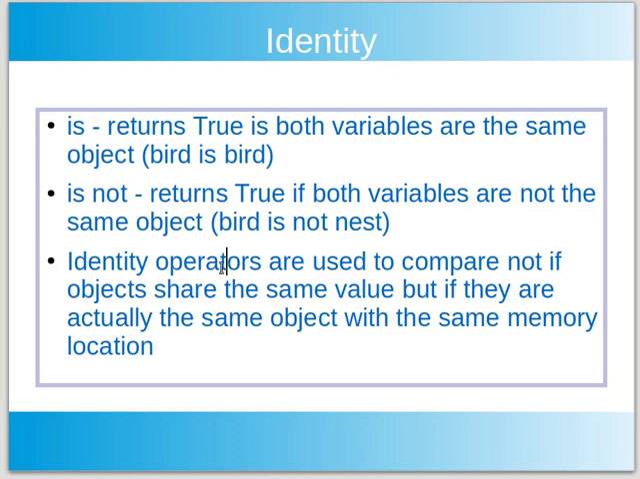Identity operators are used to compare not if objects share the same value, such as x and y both having the value of 10, but if they are actually the same object with the same memory location. So for instance, if something was stored at hex value AF, BC, whatever, they would have to have the exact same memory. So x would have some random memory value. Let's say it would have the value of FFDC, right? And normally it would probably be 8 bits or more, but just off the top of my head, here's what we got. So this little \x just indicates that you're dealing with hex numbers.